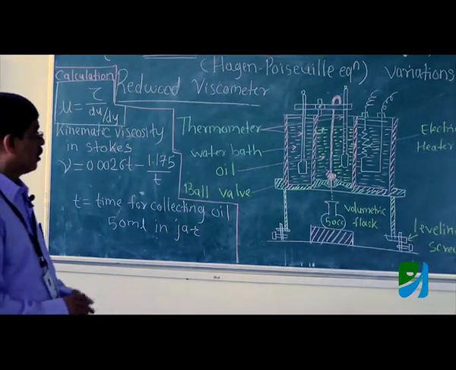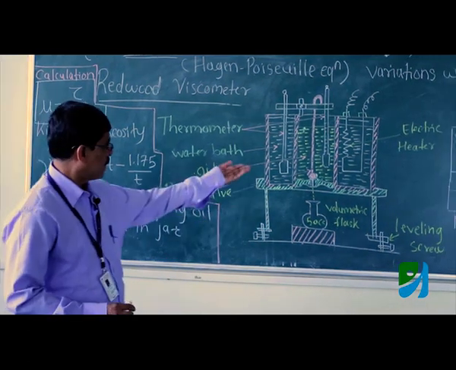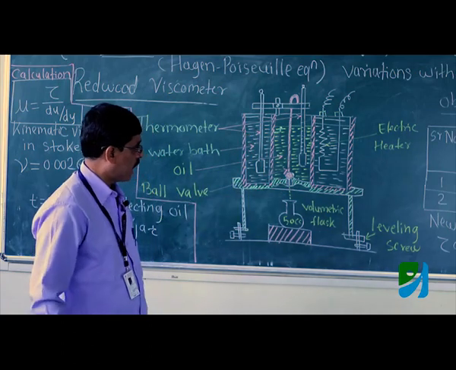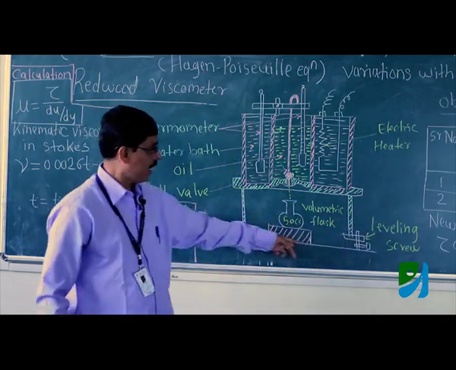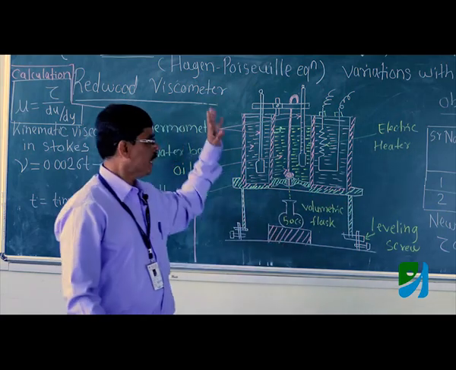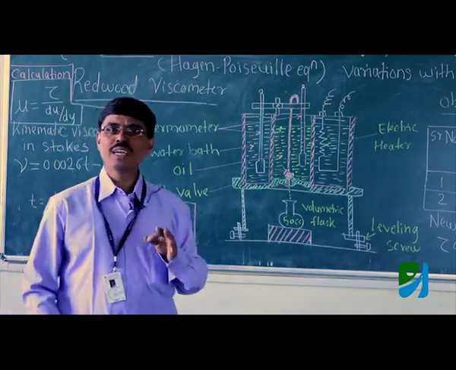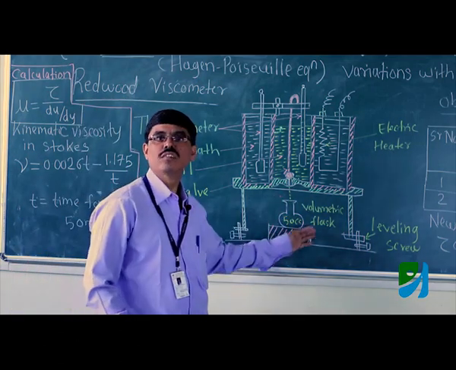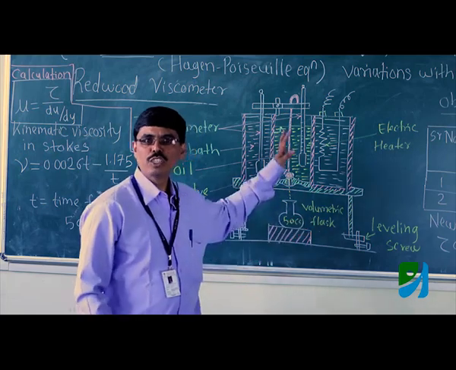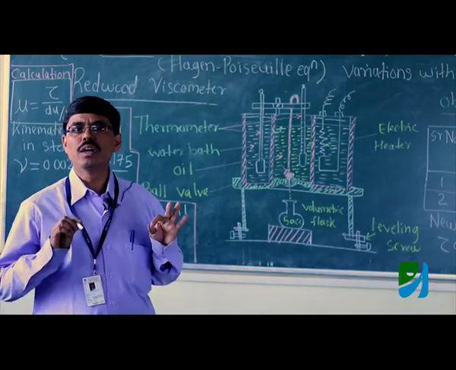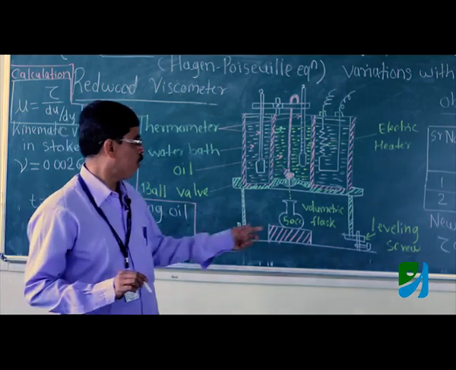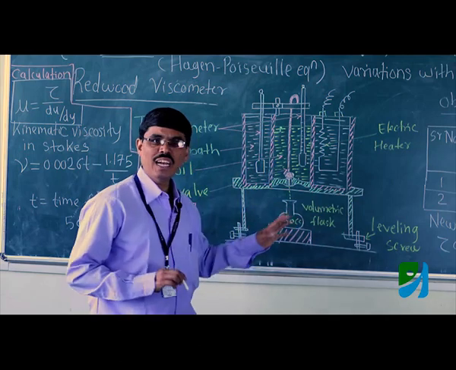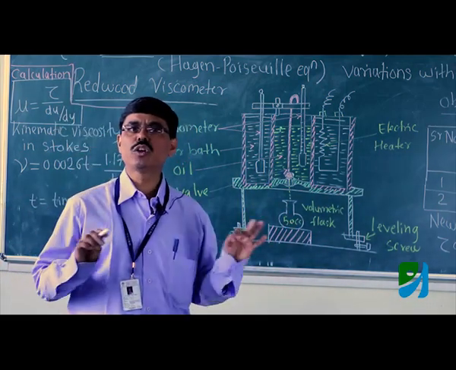Then, as far as we have seen now, a cylinder, then the water bath, then the orifice, a leveling screw, then a very important part, the volumetric flask. So in this method, the time to measure a fixed, definite quantity of a fluid is taken. In this method, the measurements are very simple. Only the time required to measure a definite quantity of oil, that is 50 cc of oil, is measured, and that is sufficient to determine the viscosity of oil.